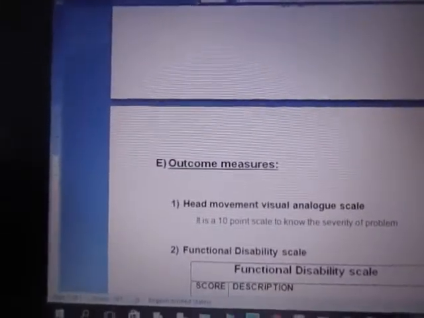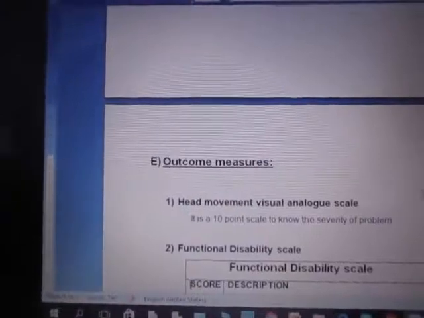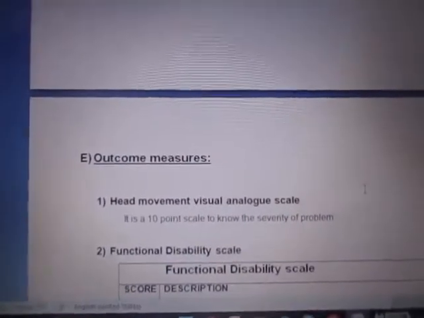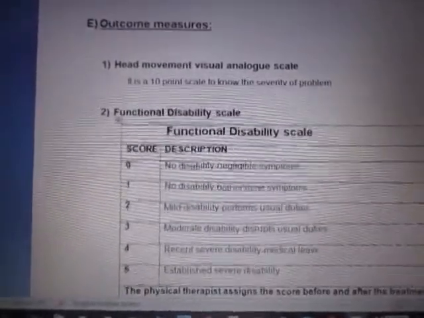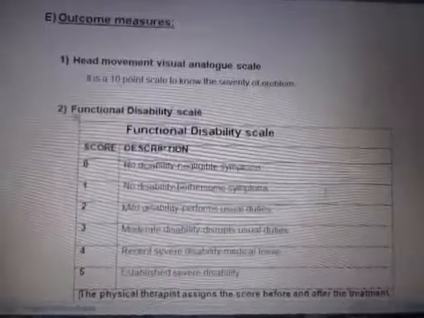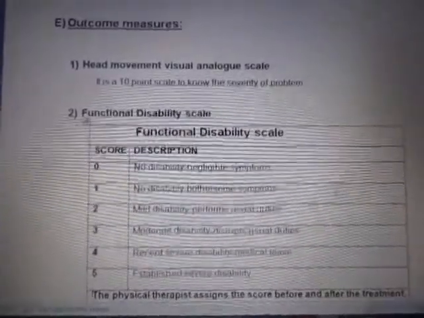Now just keep it and move a little down. So these are some outcome measures: head movement visual analog scale, then functional disability scale. Move it down. So 0 is no disability, negligible symptoms while doing these tests. While doing a function, how will you score? Here 0 means there is no disability, negligible symptoms, no vertigo, very less.